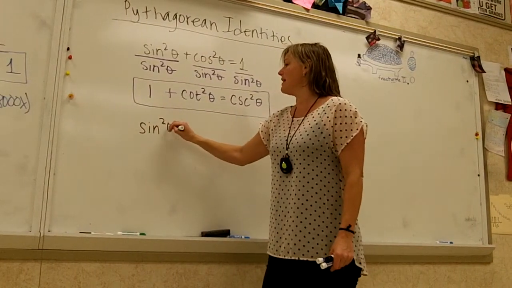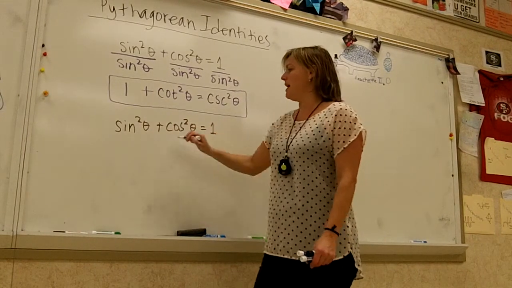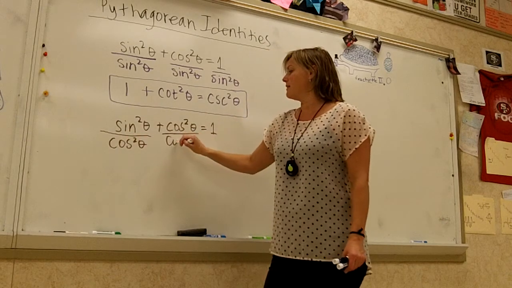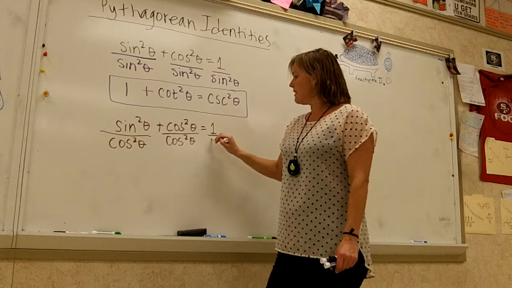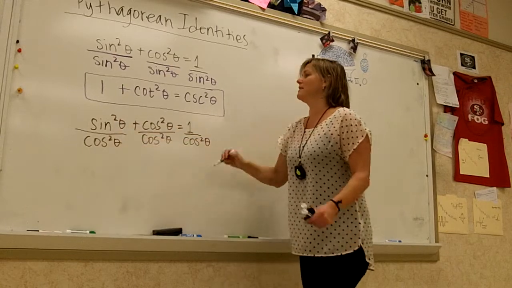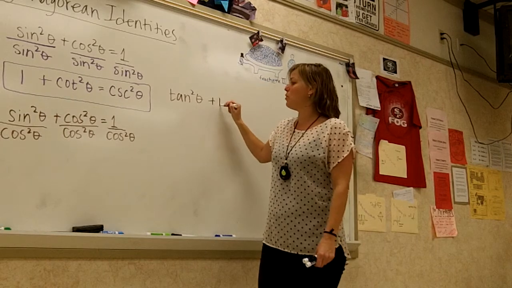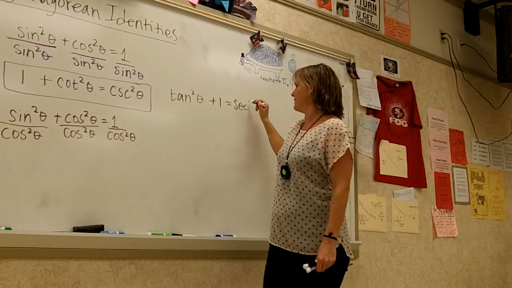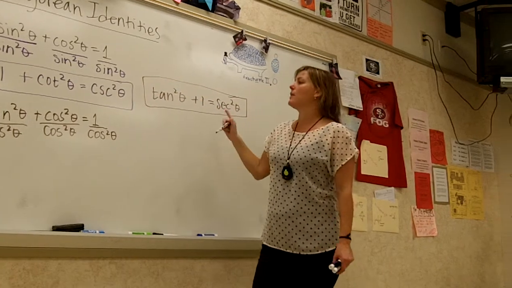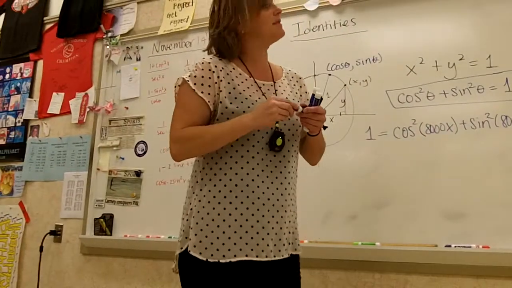So I get sine squared theta plus cosine squared theta equals 1, and I'm going to divide all of these things by cosine squared theta. Sine over cosine, so that's tangent squared theta plus 1 is equal to secant squared theta. So we have three Pythagorean identities that you have to memorize.